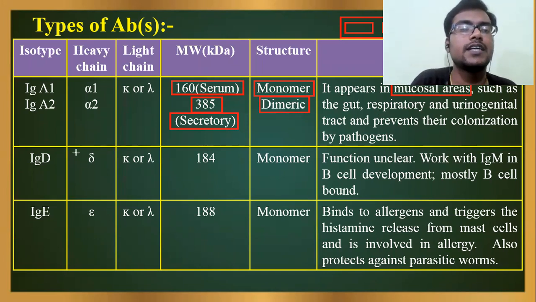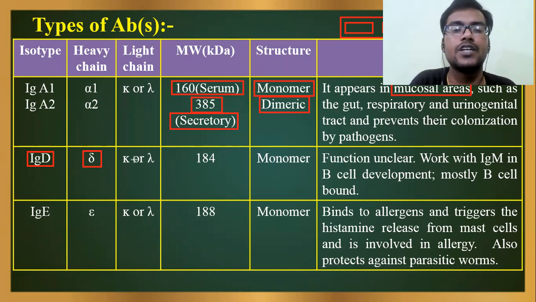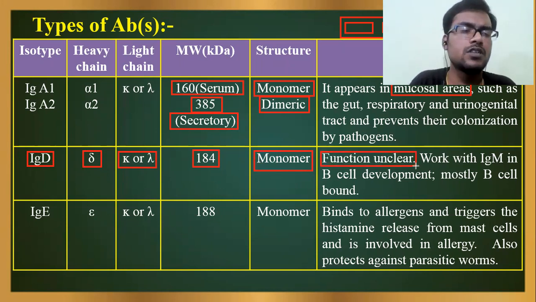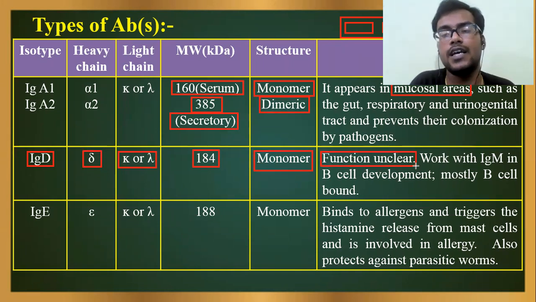Then comes the next type of immunoglobulin, that is immunoglobulin D, or antibody D. D for delta. The heavy chain has the delta polypeptide heavy chain. That's why it is named immunoglobulin D, or antibody D. The light chain is either kappa or lambda. The molecular weight of IgD, or immunoglobulin D, is 180 kilodalton. It is found in the monomeric structure in the human body. Its function is unclear. Which type of function it performs is unclear till now.